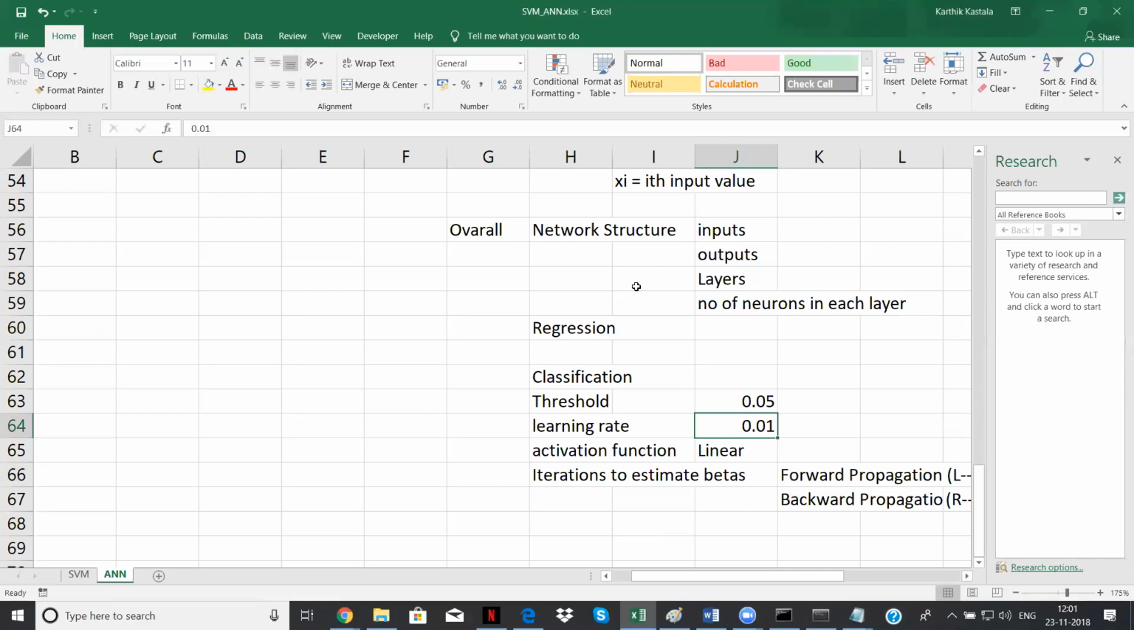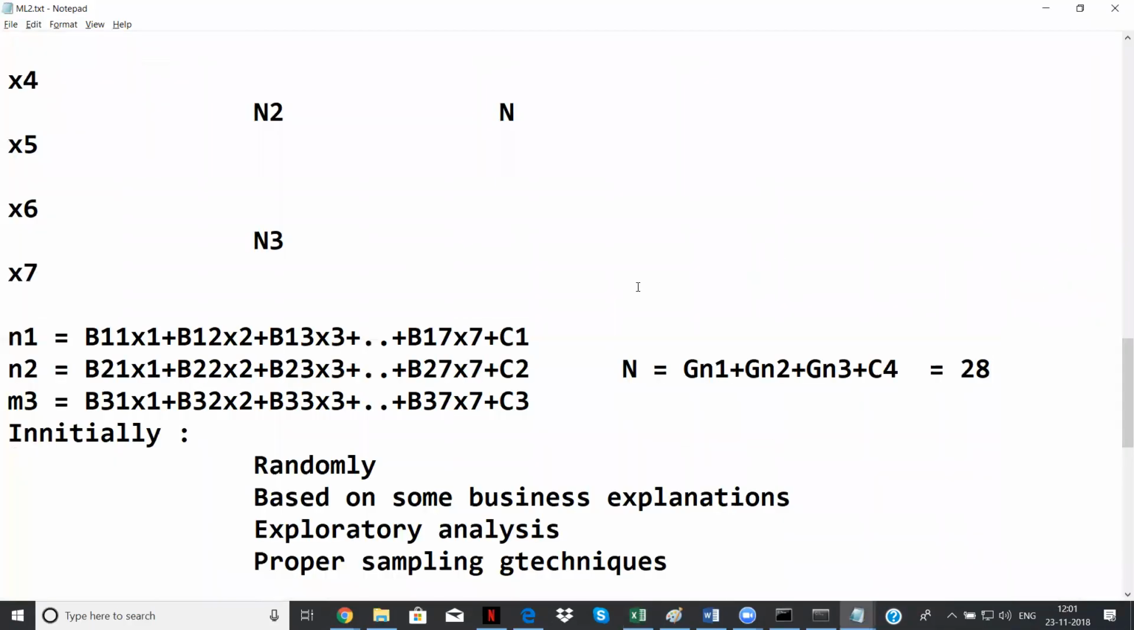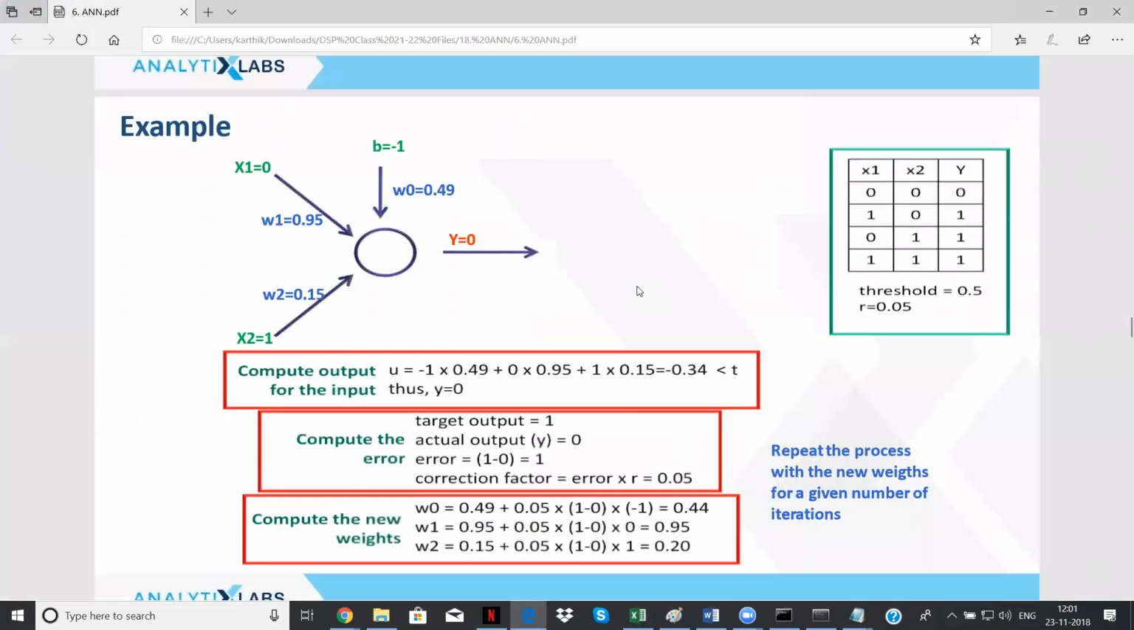Learning rate by default is 0.01. In this example, I had taken learning rate to be 0.05. That can vary. It has to be same. You can't change those things. She's asking if in the iterations this will change? No, this will not change. Pardon?